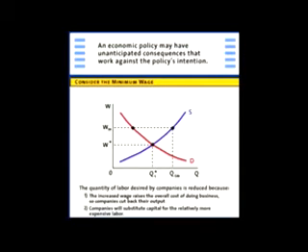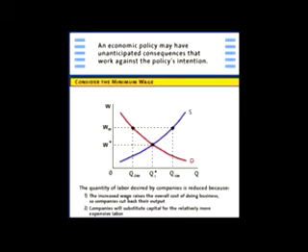Here's the unintended consequence. With the minimum wage above the equilibrium, the quantity of labor supplied exceeds the quantity of labor demanded. We have, therefore, an excess supply of labor, and that has a special name. We call that unemployment.